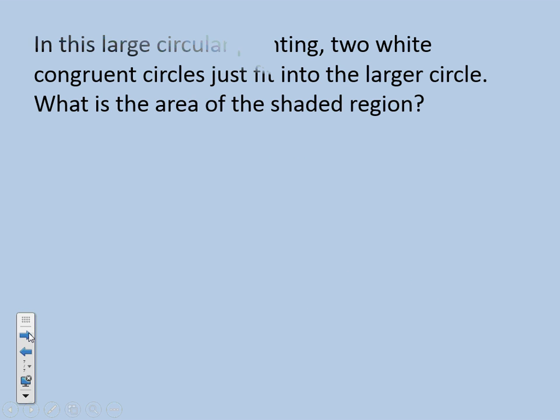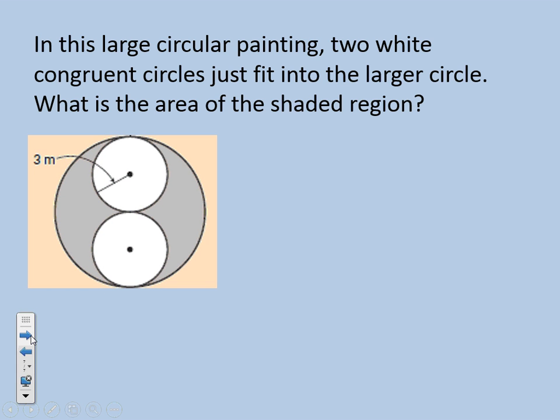Alright, last example, ladies and gentlemen, here it comes. In this large circular painting, 2 white circles are congruent circles, which means they are the same, okay? They just fit inside the large circle. What is the area of the shaded region? So if I look at all my circles here, I need to find the area of my large circle and of my small circles. And I'm going to start with my small circle right here, because it's the same as my other small circle, which is right here. And I know my radius is 3.